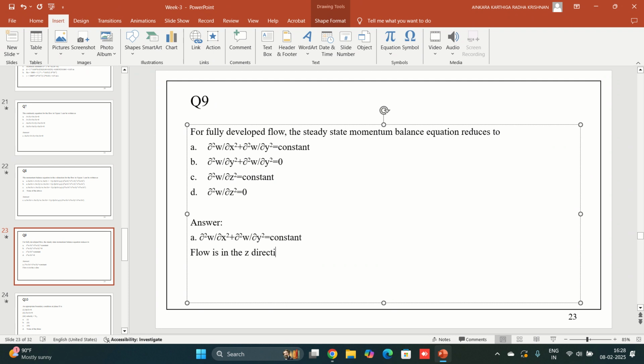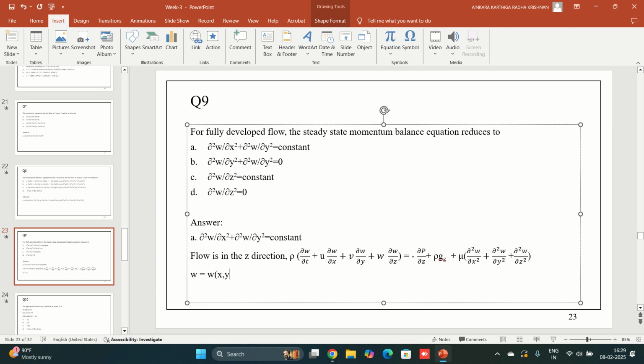Flow is in the Z direction. Therefore, the full equation is rho into (∂W/∂t plus U ∂W/∂x plus V ∂W/∂y plus W ∂W/∂z) equal to minus ∂P/∂z plus rho g_z plus mu into (∂²W/∂x² plus ∂²W/∂y² plus ∂²W/∂z²). So here W is a function of x and y.